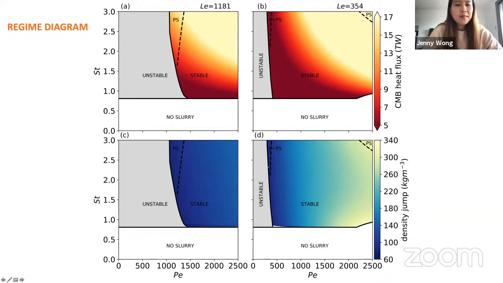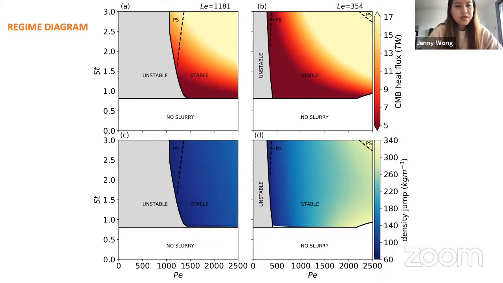And you have the same boundary here, where once the Péclet number exceeds the Lewis number, you encounter the region of stably stratified slurries.